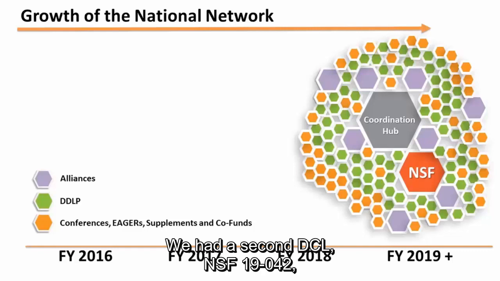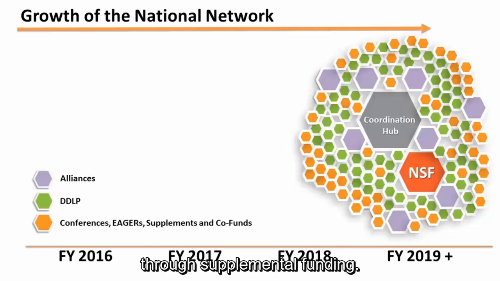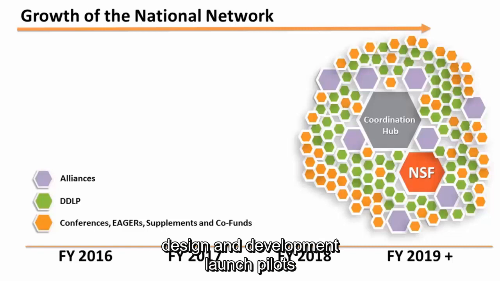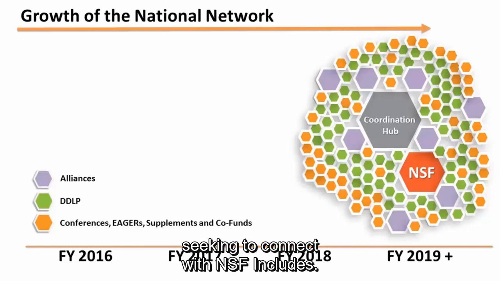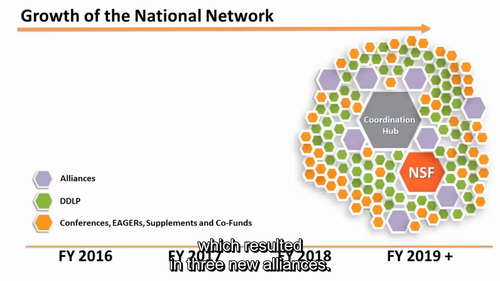We had a second DCL, NSF 19-042, to expand the NSF INCLUDES national network through supplemental funding. This resulted in 10 supplements being awarded to NSF INCLUDES design and development launch pilots and other active NSF awards outside the national network seeking to connect with NSF INCLUDES. We also had the second NSF INCLUDES Alliances competition, which resulted in 3 new alliances.